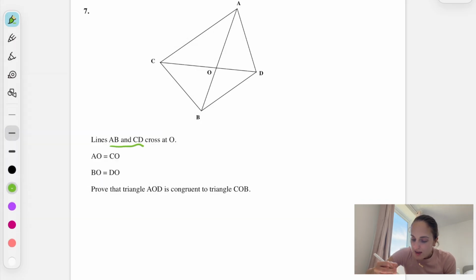So we have AB and CD cross at O, so I don't really know anything about that. I have AO equals CO, and I have BO equals DO, so these two are the same. We need to prove they're congruent.